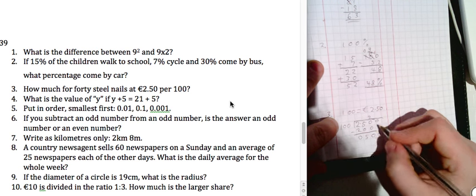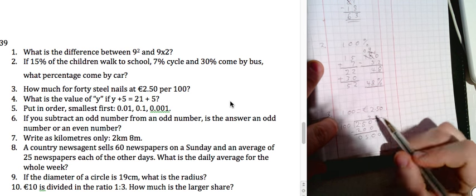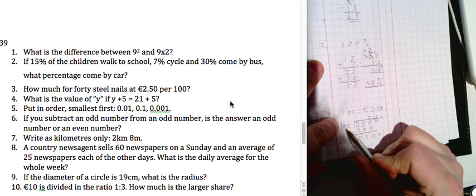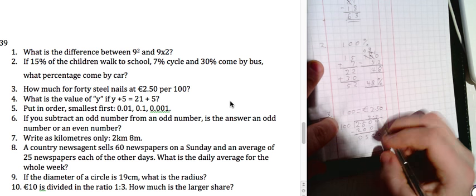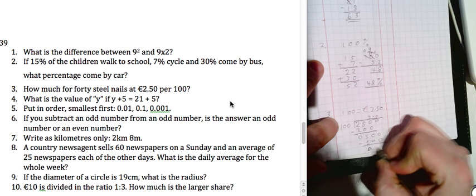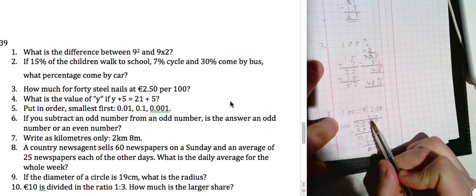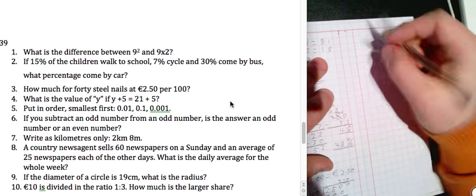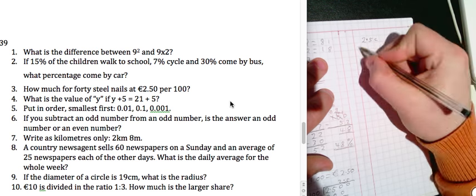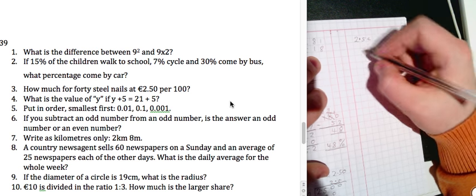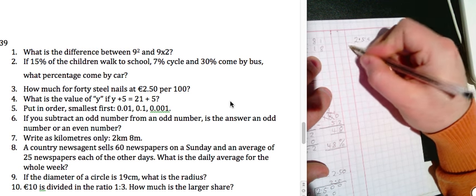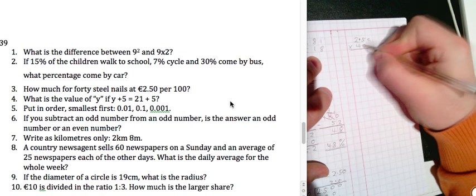100 into 500 goes 5 times. So we're going to take away that 500, and we have an answer of 0. So let's just use this 2.5 now. Each nail, we know, costs 2.5 cents. We're going to multiply that by 40 to find the cost of 40 nails. So 2.5 multiplied by 40.